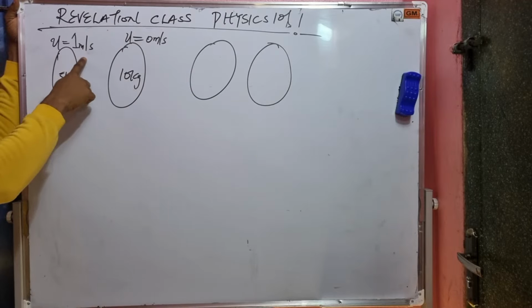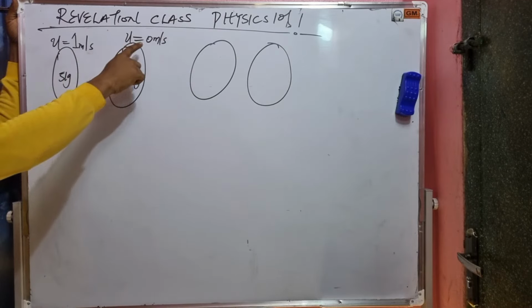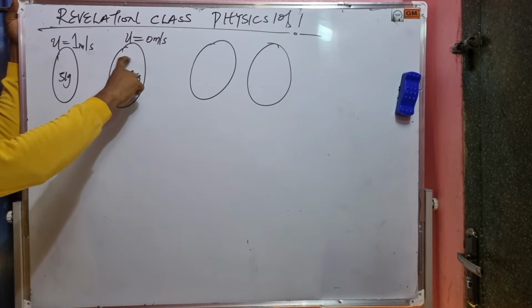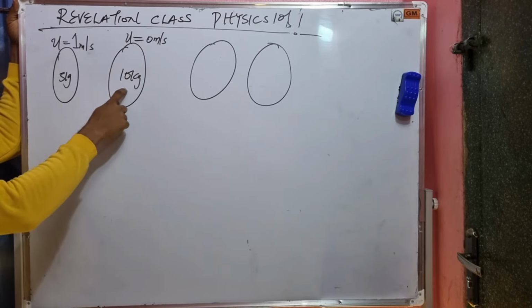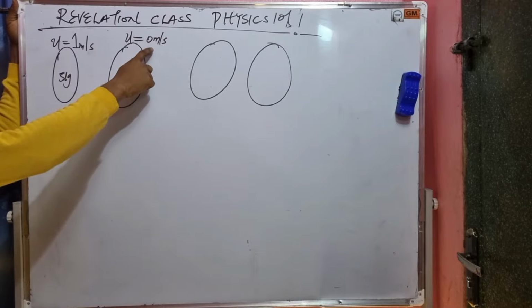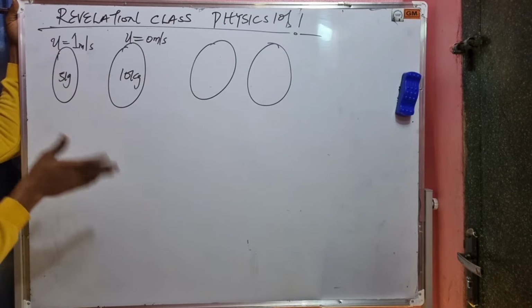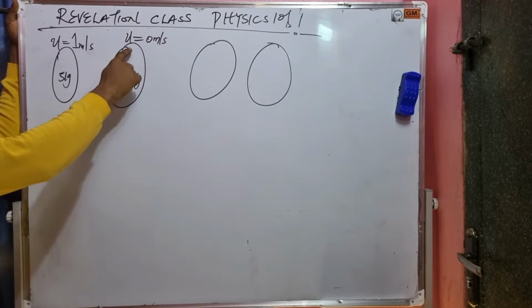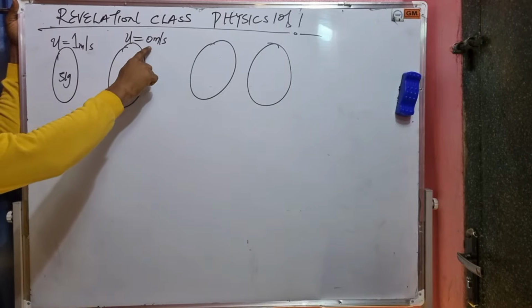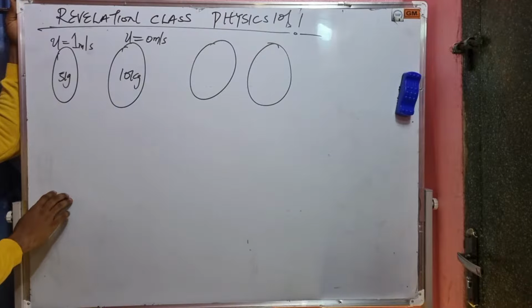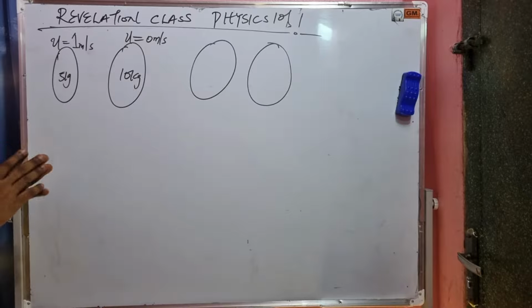1 meter per second. And that object collides with another object of 10 kilograms, initially at rest. At rest means this body is stationary. It's not moving. It's just there. So the speed of this body is 0 meters per second. Now after collision, what happened?